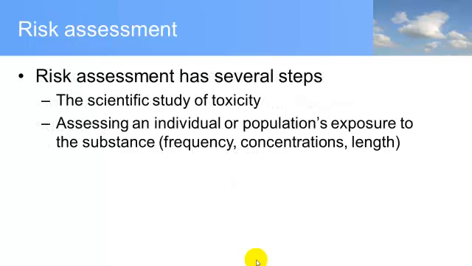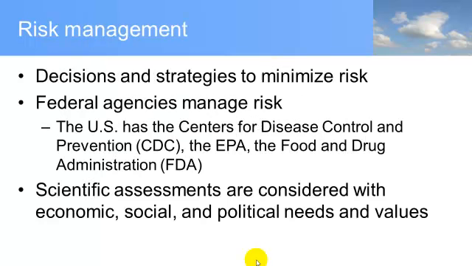So there's a number of steps. The first thing is to study the toxicity of chemicals to try to identify which ones are the most hazardous. And then you try to figure out what's the population's exposure to it. How much are they going to be exposed to? How frequent are they going to be exposed to it? What's the length of exposure? And try to figure out then what the actual expected risk of that typical exposure would be.